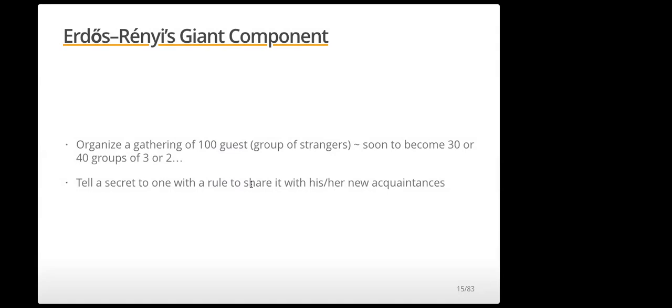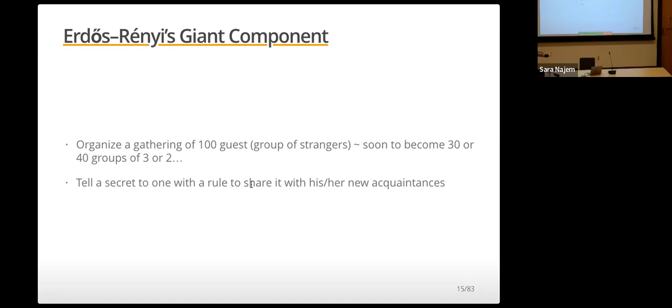And to make it a bit clearer, I'm going to put us in a setting where we have, let's say, a party or a gathering or a maulid of 100 people, and people start gathering, and instead of mingling together in groups of 50, they would start talking to each other in groups of 3 or 4, and you start seeing 30 or 40 groups of 3 or 2 or whatever.